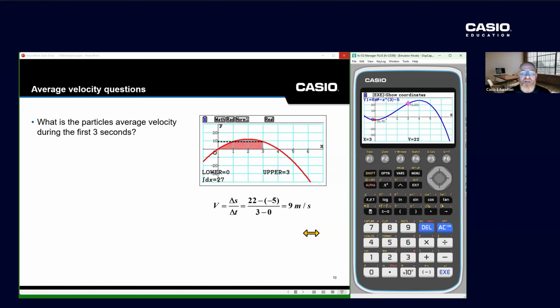What you could do is actually do an integration. Later on, we will be entering our function for the velocity, which is the derivative of our position function. You can integrate that between 0 and 3, and to get the average, you divide it by 3. So there you get the integral of 27 divided by 3 gives you the average of 9. So you can see there is a nice correlation there between using calculus and just tracing the points on the position function.